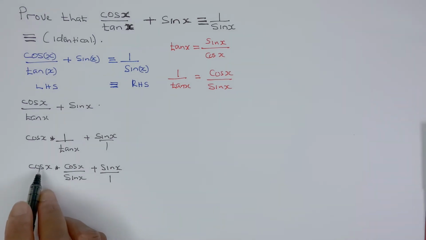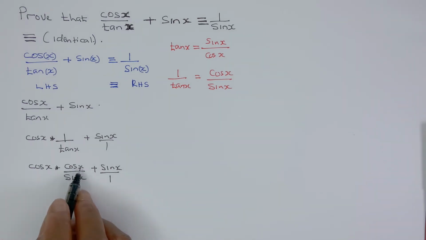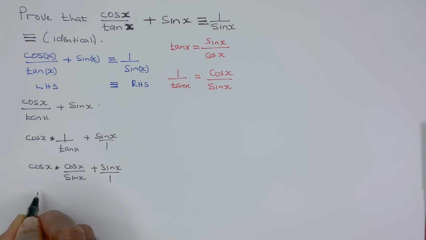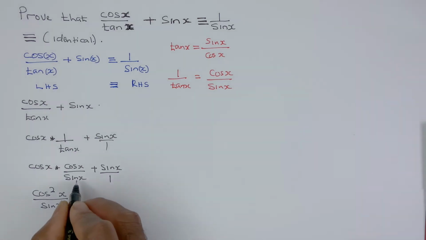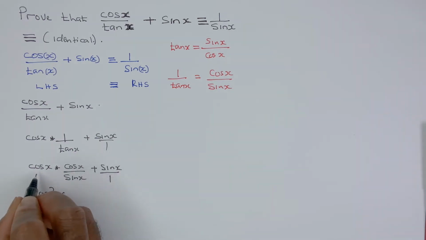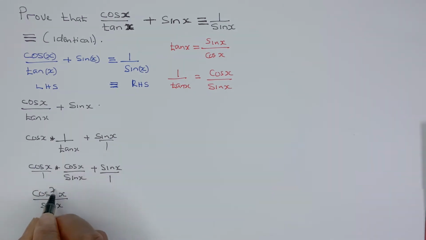Now, cosine of x times cosine of x is what we called cosine squared of x over sine of x. So you multiply the two together, this is over 1. Cos x times cos x is cos x squared, 1 times sine x is sine x, plus sine of x over 1. Okay, not bad so far.